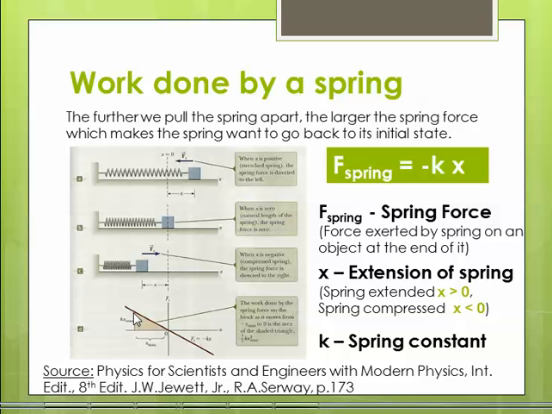The work done by the spring on an object at the end of it, as the spring goes back to 0, is given by the area under the curve. Can you see?